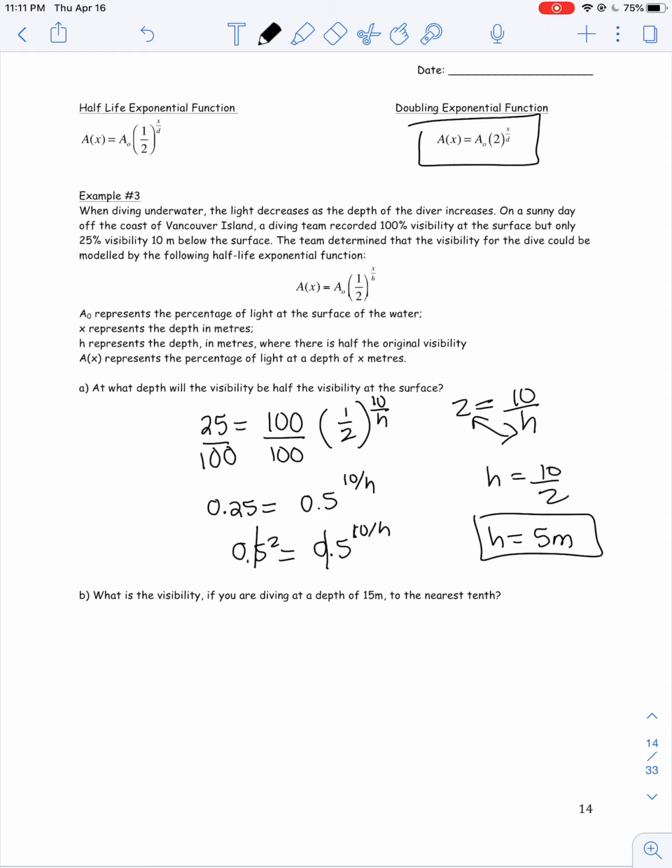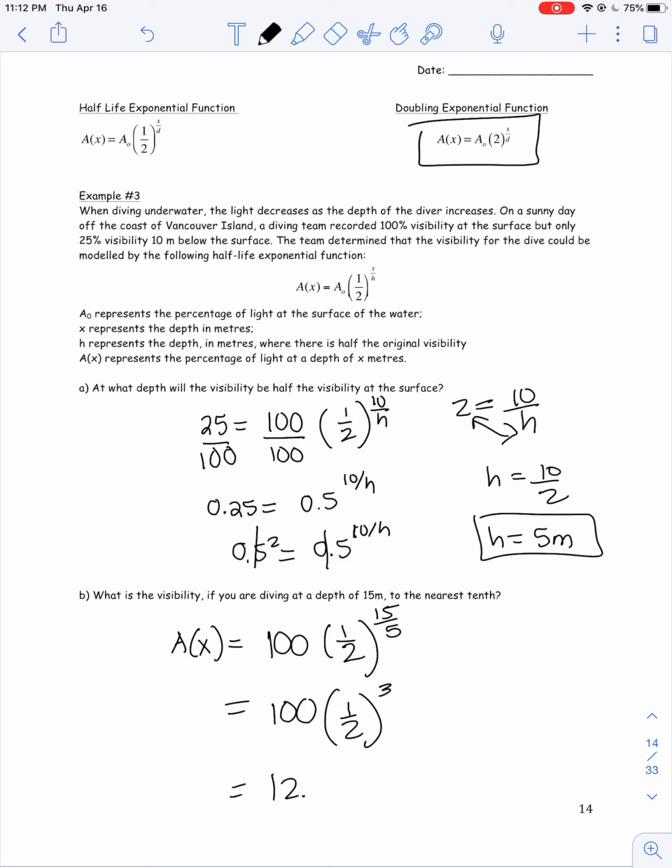Example B, if you were diving at a depth of 15 meters, to the nearest tenth, what's the visibility? So we're actually going to solve for A of x, which is one item. We still have 100 visibility at the surface. 1/2 to the power of, we're 15 meters below the water, and our half-life is still 5. So once we have that half-life, we use it in all the parts of the question. So 15 divided by 5 is 3. And then we're going to put that into our calculator, and we'll get that we're at 12.5% visibility.